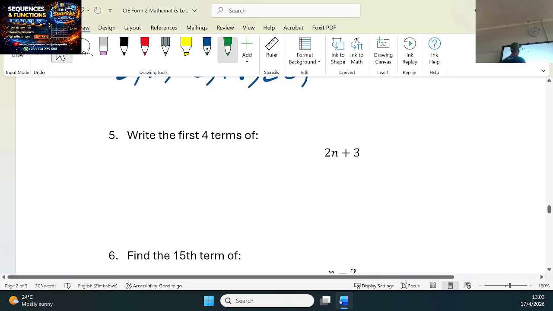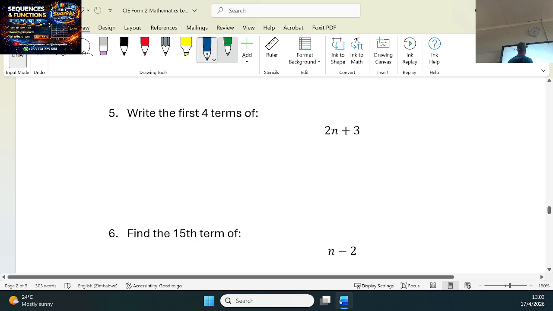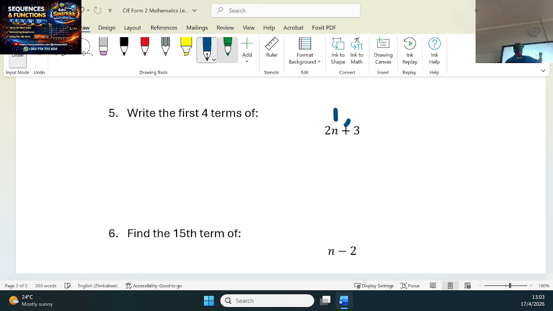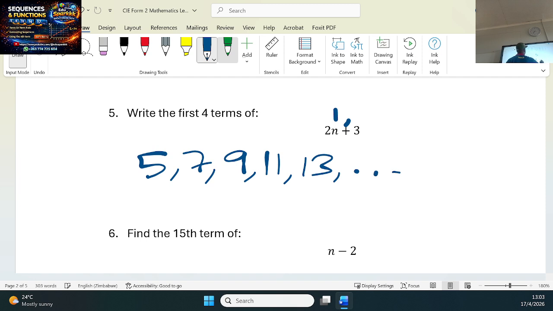Then we move on, write the first 4 terms of that given sequence. So as usual, n is in natural form 1, 2, going on. So 2 times 1, that's 2 plus 1, 5. We move on to 2 times 2, 4 plus 3, 7. 2 times 3, 6, 9 there. So it looks like we have odd numbers there. That will be 11, 13. It goes on like that.